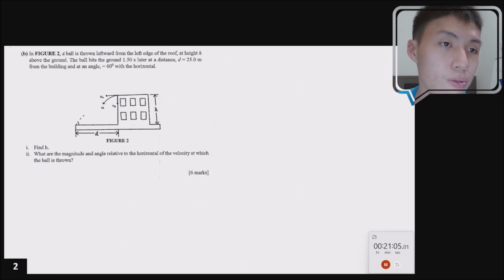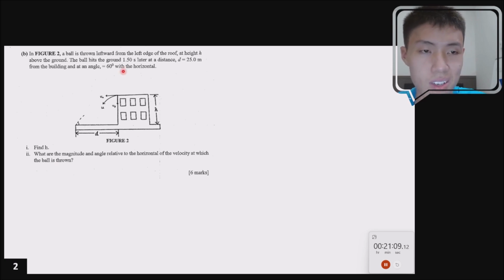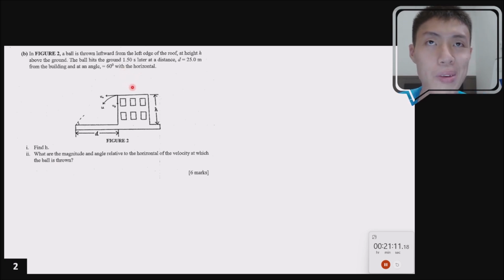2B. Okay, in figure 2, a ball is thrown leftward. Okay, this is interesting. We seldom see ball being thrown leftward in our syllabus. It's usually to the right. Okay, never mind. Thrown leftward from the left edge of the roof. So this is your building. This is the roof. Your ball is being thrown to the left at height of h above the ground. So this building here has a height of h.